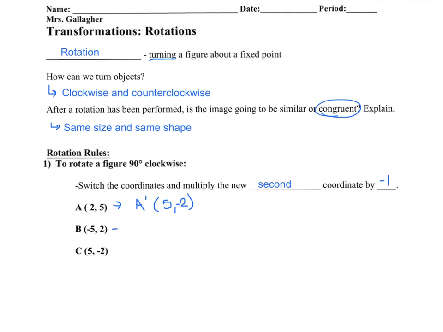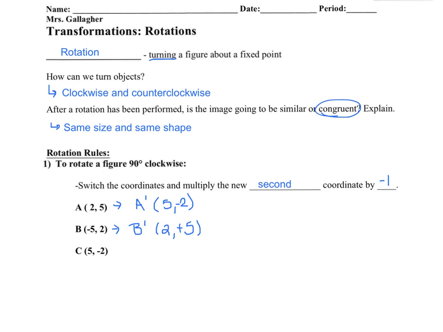Okay, next is B prime. Our B is (-5, 2). Your first step is to switch the coordinates, so you have (2, -5). Then you multiply the new second coordinate by -1. So we have -5 times -1 gives us +5. Your coordinate would be (2, 5) for B prime.